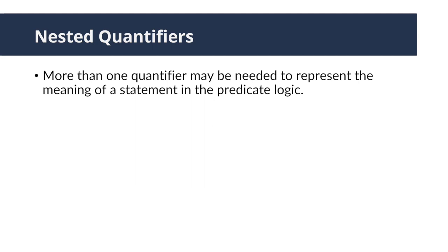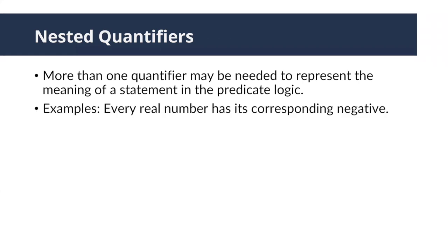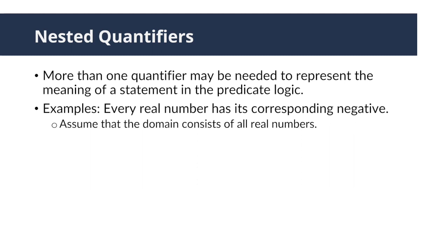For all the previous examples, we have only used one quantifier, but sometimes it may be necessary to use more than one quantifier. For example, this one. Every real number has its corresponding negative. And let's assume the domain consists of all real numbers. So how do we translate it?